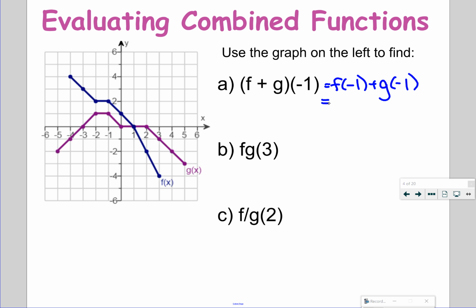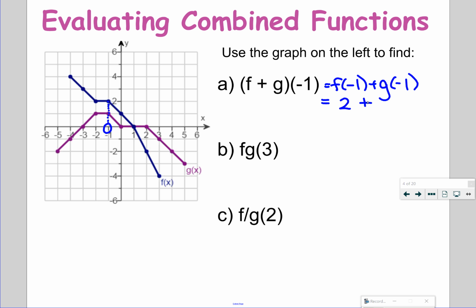So f of negative 1 means x is negative 1, and I want to find the y that goes with it on this graph. So I'm going to find -1 on my x-axis, and then I'm going to go either up or down to function f. In this case, I would have to go up to get to function f, and think of this like finding the missing half of the coordinate. The point (-1, 2) is on function f, so f of -1 evaluates to 2.